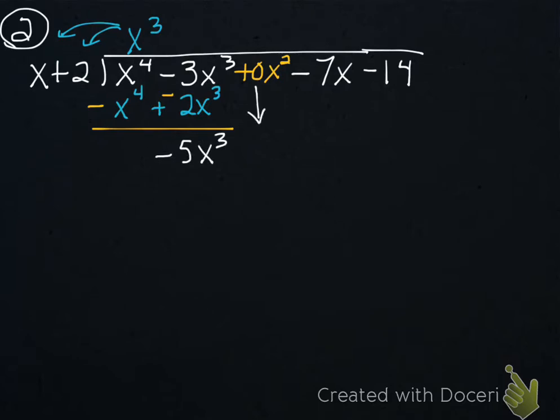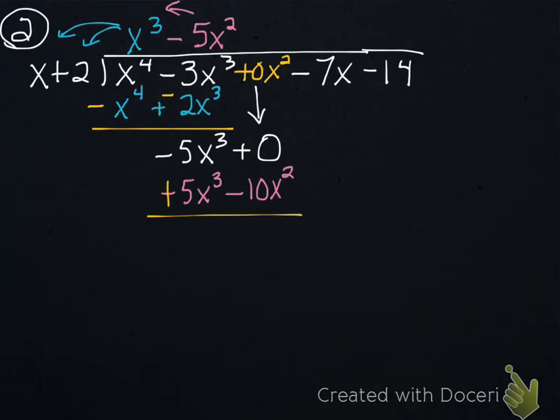Bring down the next term. It doesn't matter if it's a 0, just bring it down. Now, what do I multiply x by to get negative 5x cubed? That would be minus 5x squared. Again, distribute that. So I would have negative 5x cubed minus 10x squared.